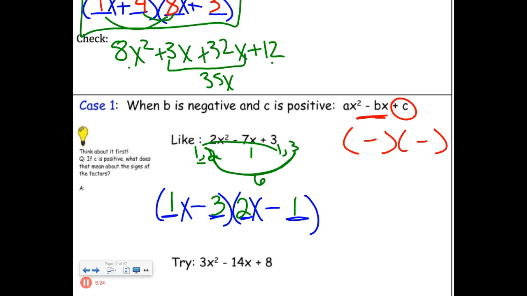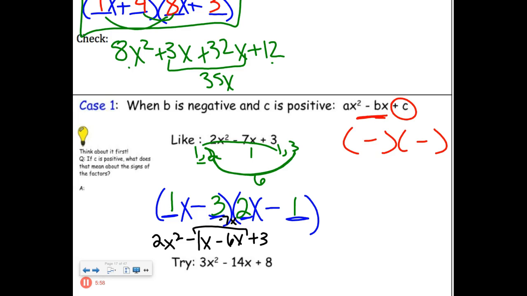Like always, we are going to check. So I'm checking, I'm taking my 1 times 2, so I'm getting 2x squared. I'm multiplying the 1 to the negative 1, so I have negative 1x. Notice everything's negative now. I have negative 3 times positive 2. That's going to give me negative 6x. And then I have negative 3 times negative 1, which gives me positive 3. My front number and my back number are exactly what I wanted. When I add negative 1 and negative 6, I'm going to get negative 7.